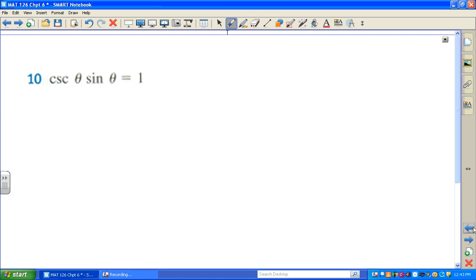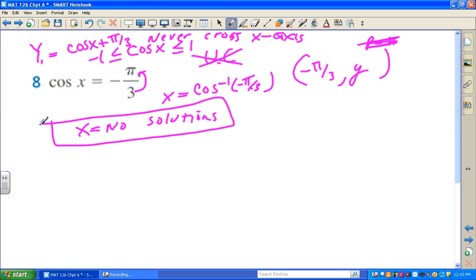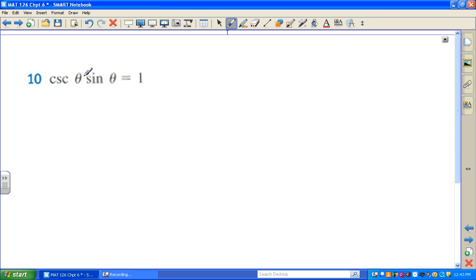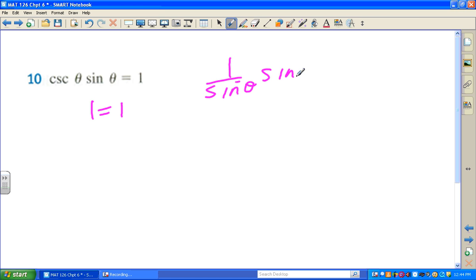What's wrong? Yeah, no solution. Oh my gosh, how do you solve the equation cosecant times sine equals 1? When they equal 1. What did you say? Close. 1 equals 1. That's true for what? Close again. Close. 1 over sine. All but something. This is true for any theta, or is there a couple that it's not true for?